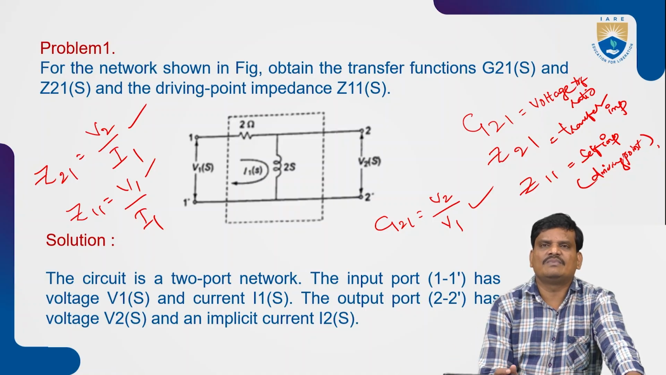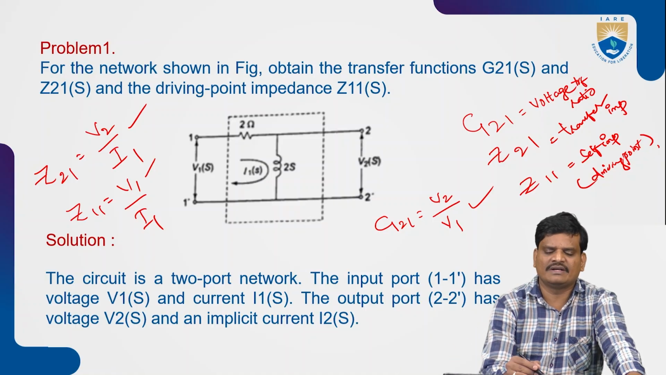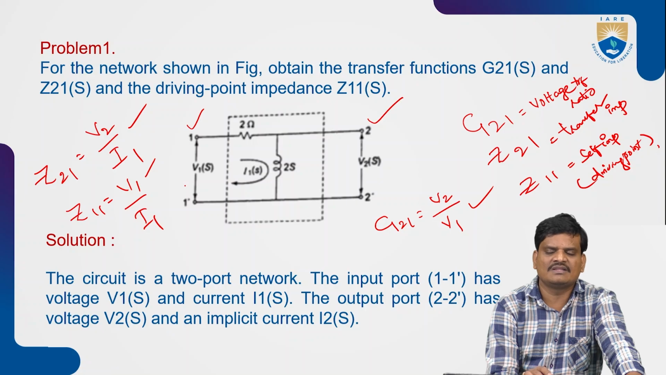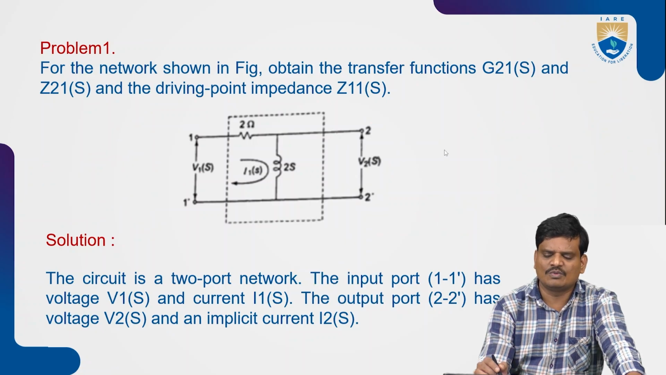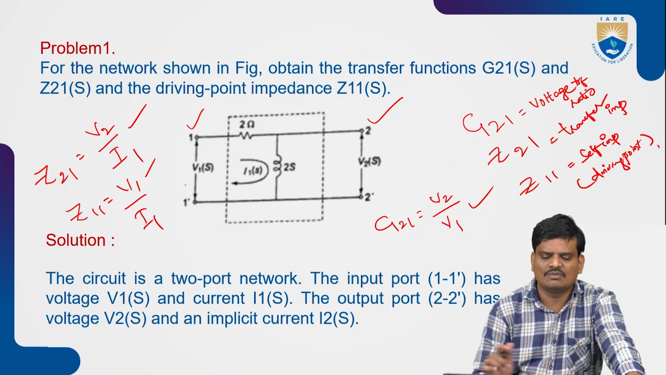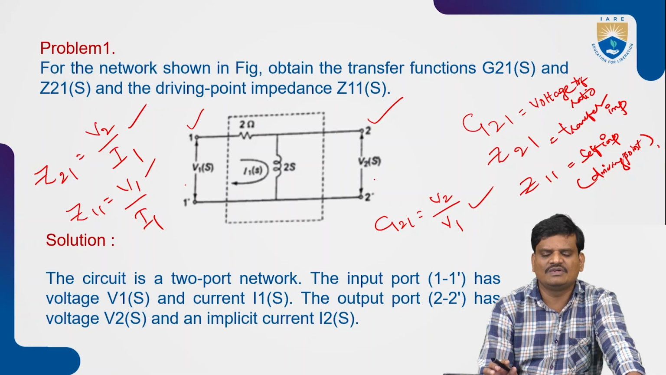The circuit is completely a two port network. What is a two port network? It consists of one port on the input side and another port on the output side, where the source voltage is given on the input side and the load voltage is given on the output side. Here 1 dash has the voltage source V1 of S, 2 dash has V2 of S, and let me say the current flowing in this particular branch is I1 of S.